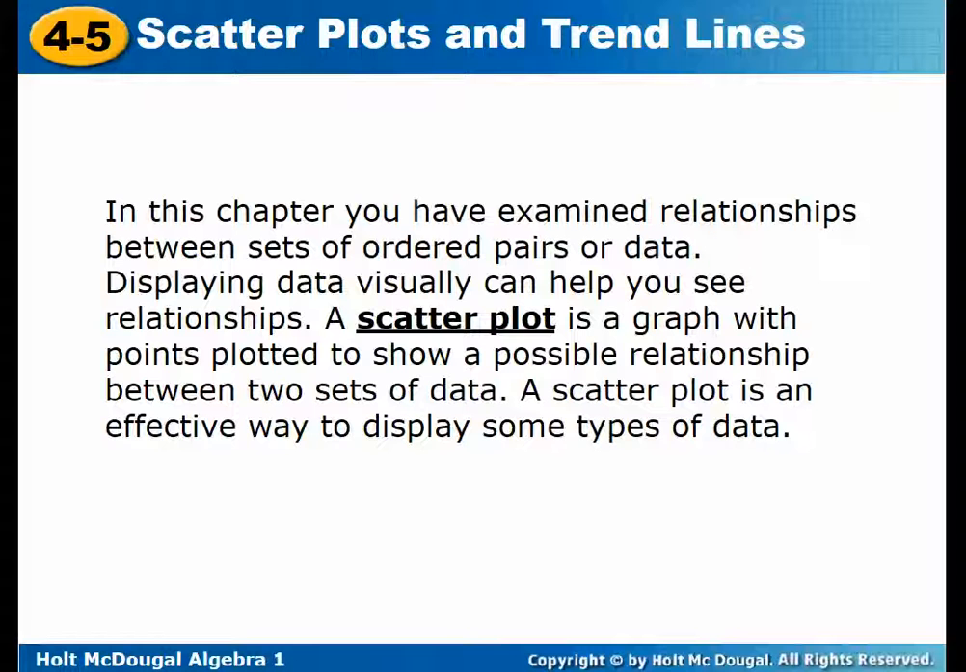So far we've been looking at the relationships between ordered pairs, which can also represent data, and if we display that data visually, we can see relationships between that. A scatter plot is a great way to do that. That is a graph with points plotted to show a possible relationship between two sets of data, between the independent and the dependent variables.